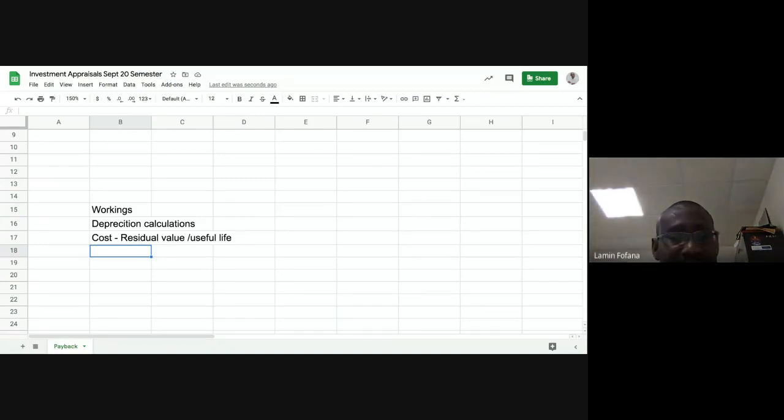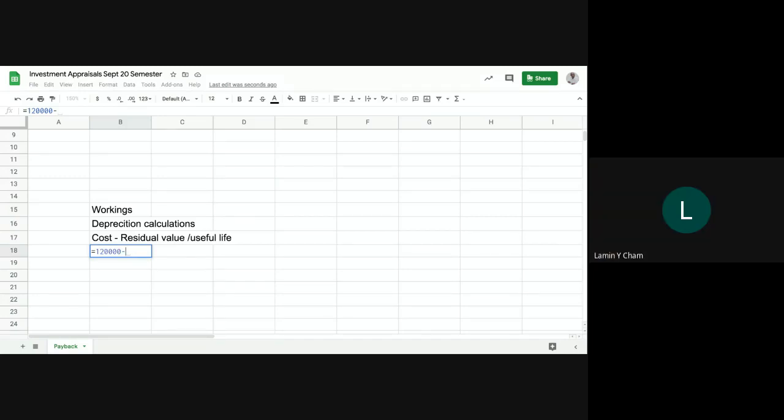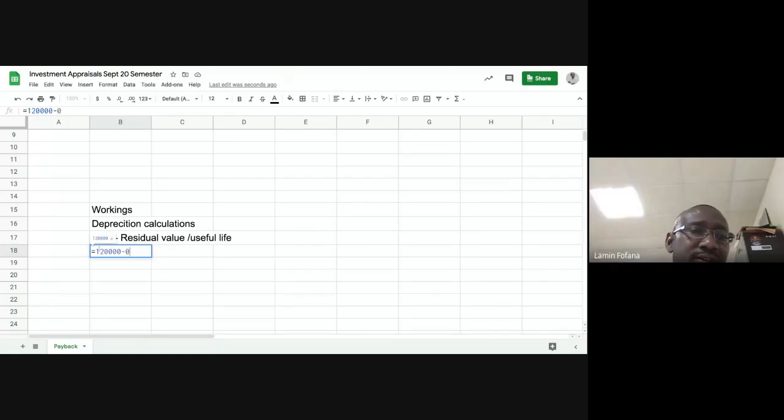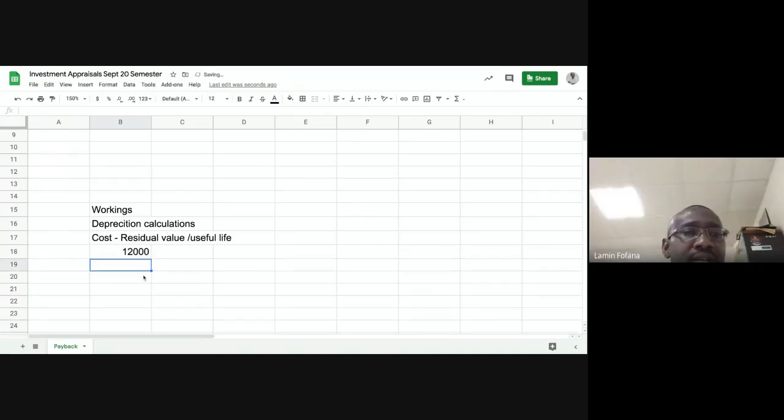What's the cost here? 120,000. Minus what's the residual value? Minus 0. The residual value is 0. Okay, so we put all that in brackets and we divide it by what's the useful life? 10 years. Okay, so once we do that, we've got a depreciation of 12,000.